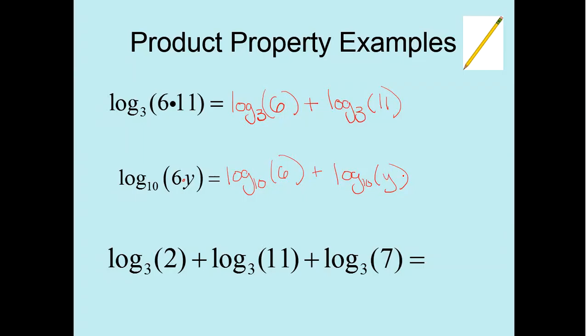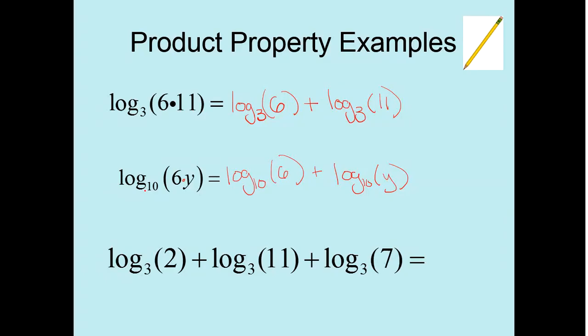You're kind of using the exponent rules, but in a strange little way. Log base 3 of 2 plus log base 3 of 11 plus log base 3 of 7. Now you're probably saying, well, there's no multiplication here, Marsh. Well, what I'm now going to do on this example is condense it.